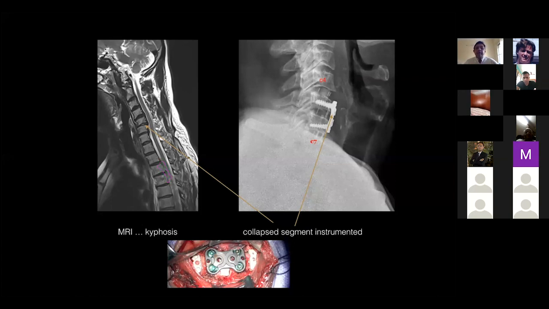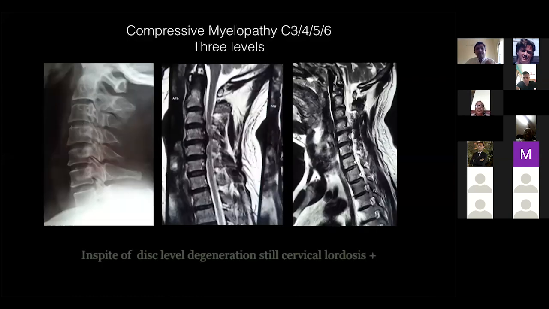And biomechanically, you reconstruct the spine. You get a very nice lordosis, as you can see in the postoperative X-ray. And at the other 2 levels, you do an ACDF, because these are all only disc level compression.